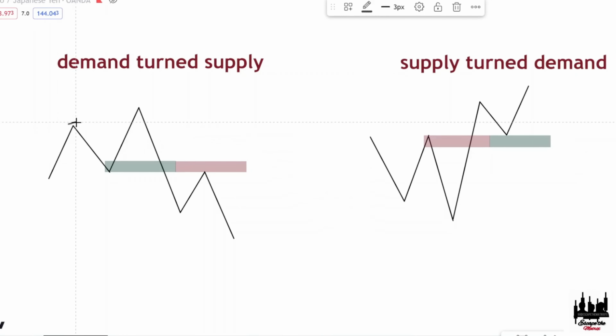So look at this example. Price broke structure right here and came back into the range. So we expect our demand candle to be in motion, but instead of reacting from our demand candle, price shot right through it with no hesitation, with no slowing in speed, rushed through it. What happened here? Our demand candle turned supply. Why? Because there was no hesitation, no reaction.